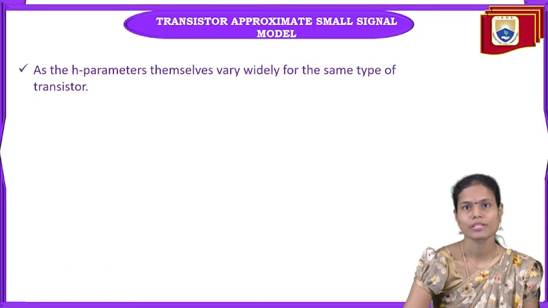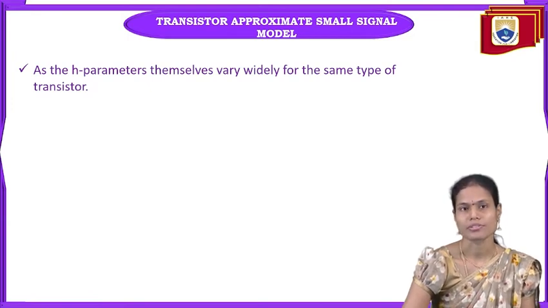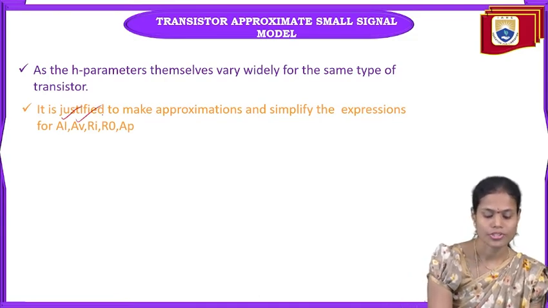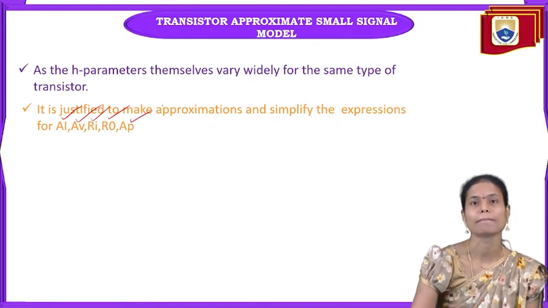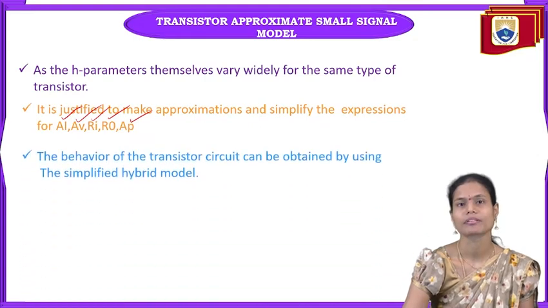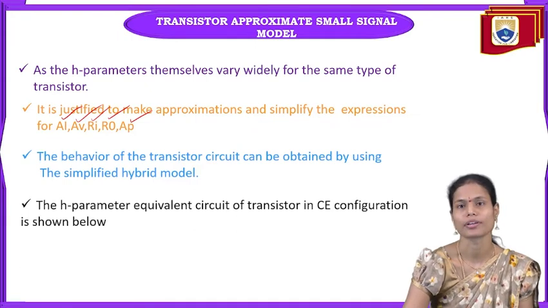Generally, why are we moving to the approximate small signal model? The H parameters vary for different types of transistors. Even if we take two similar transistors, the H parameters will be different. So by using approximations, we can simplify the amplifier parameters, that is current gain, voltage gain, input impedance, output impedance, as well as power gain. All these parameters we can find using approximations. So the behavior of the transistor circuit can be obtained by using the simplified hybrid model.